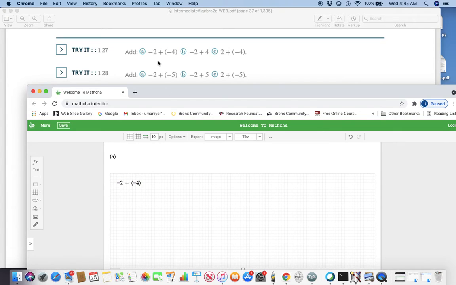What does that mean? You have first of all 2 red counters. Those are the -2, and you are adding 4 negatives, so 4 red counters. So in all, you have 6 red counters. Okay, 6 red counters means the answer is -6. Likewise, let's try the next one.